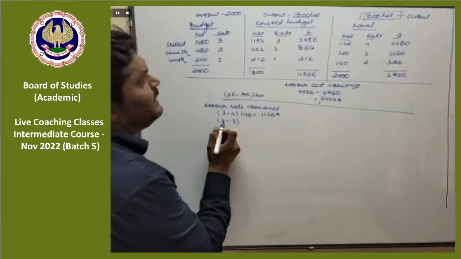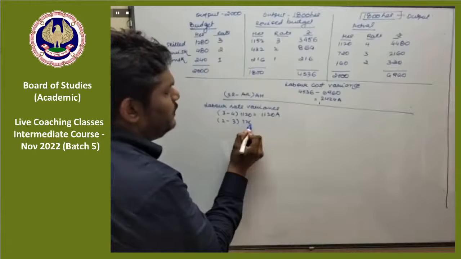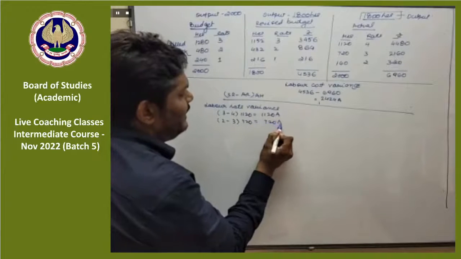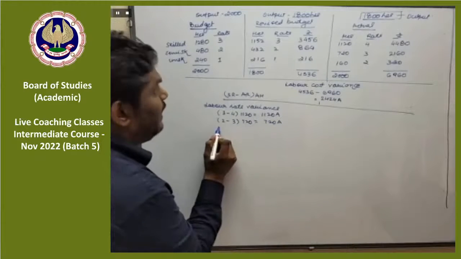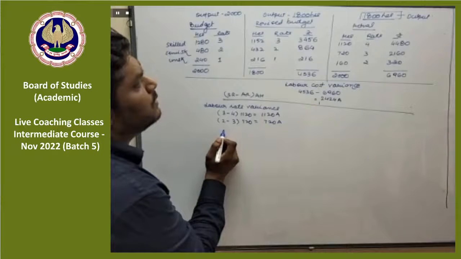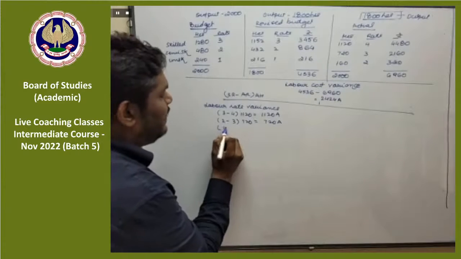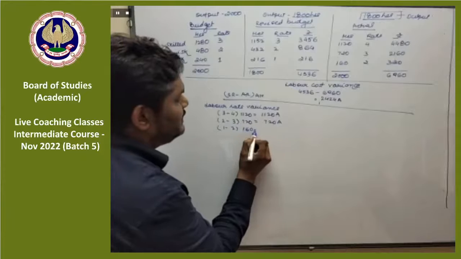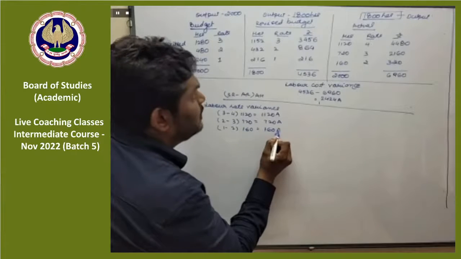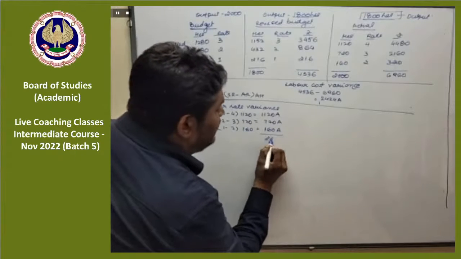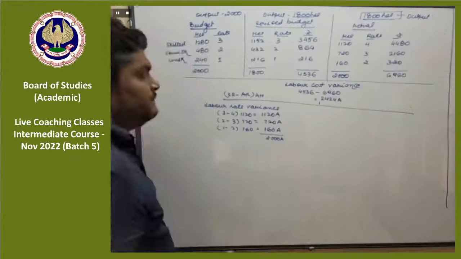2 minus 3 into 720. So this will be 720 adverse. And 1 minus 2 into 160. This will be 160 adverse. So net will be 2000 adverse.